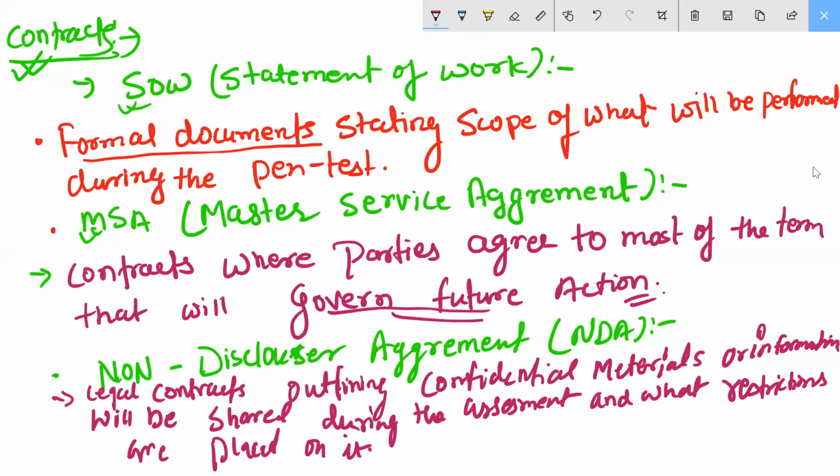Clear? Yes, sir. NDA tells you that an agreement should be there between the third party and you, that you should not share the confidential information with the third party or other organizations if you are going for the test bed. Understood? So these are the contracts between the companies. SOW is there, MSA is there, and NDA is there. Then after that come corporate policies, export restrictions, and testing strategies. These things we will see tomorrow.